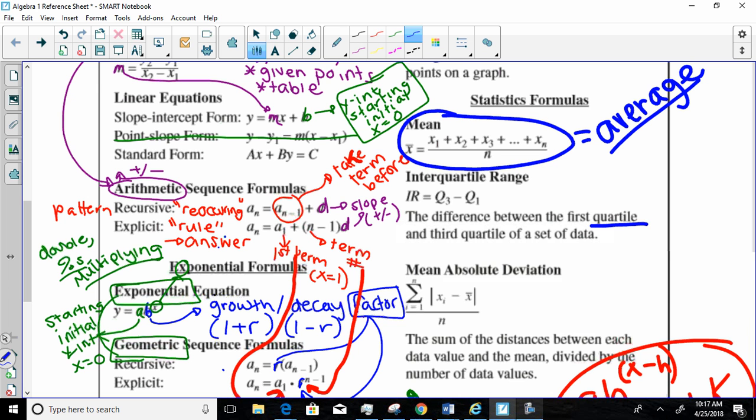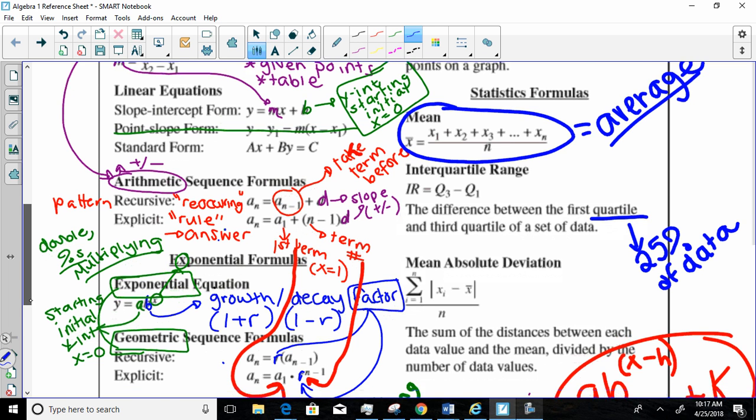What does a quartile mean? How much percent of your data? 25%. Good. So each quartile is 25% of your data.